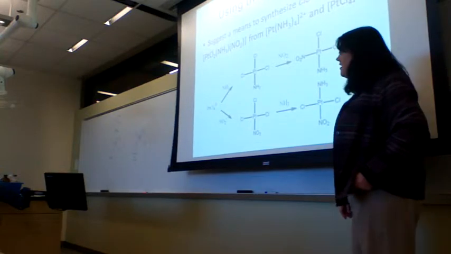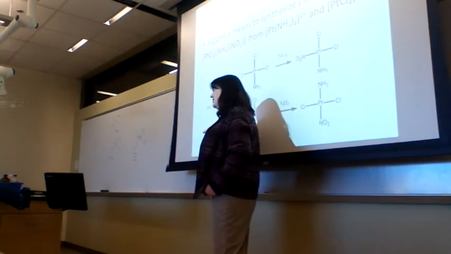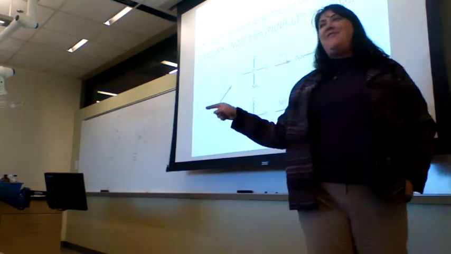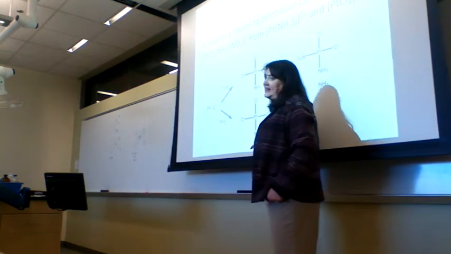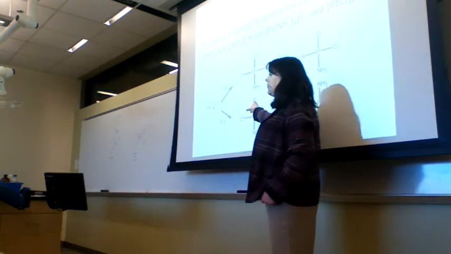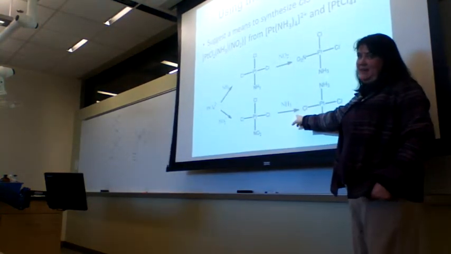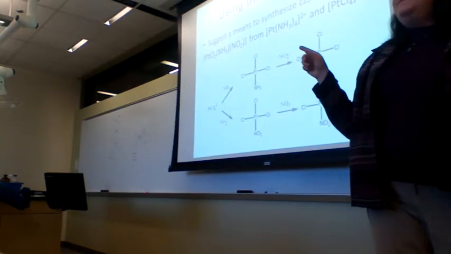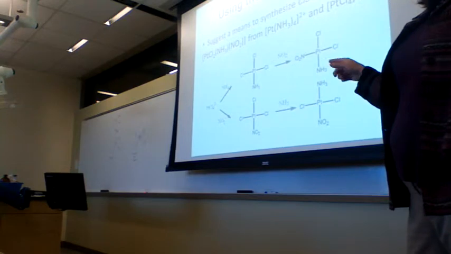If we add in NO2 first, and substitute one ligand, the NO2 is a better trans effect ligand. So the chlorine opposite the NO2 is going to be replaced with our NH3 when we put that in. And so we will get a trans platinum ligand. Trans chlorides.